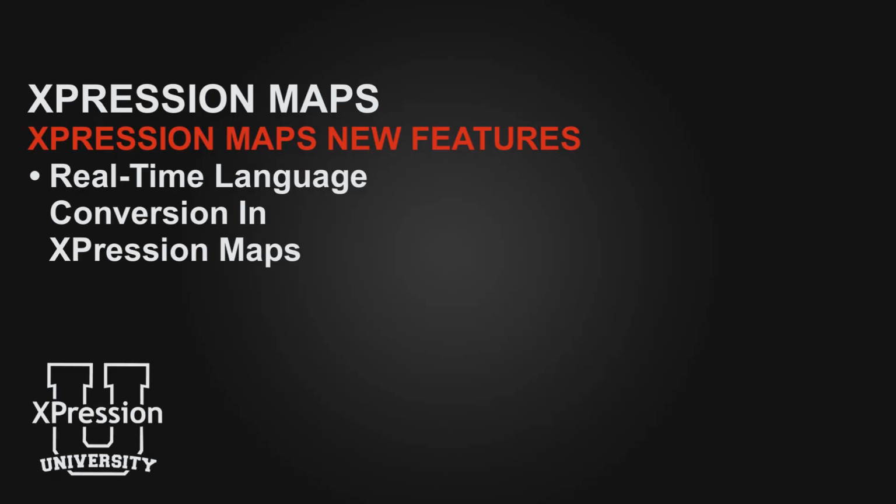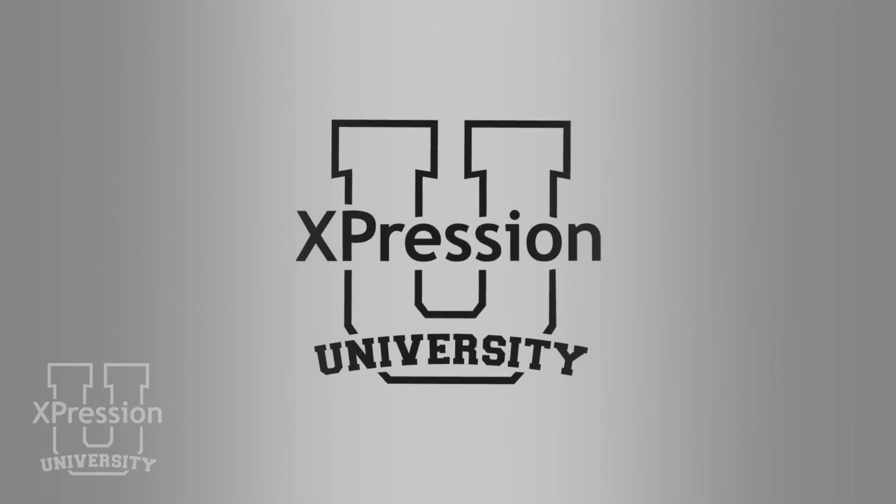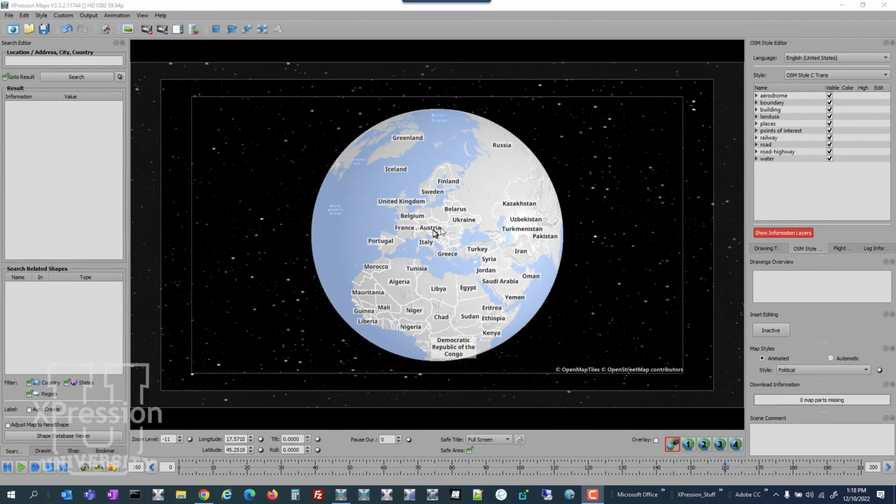I'd like to show you a new feature in XPression Maps 3.3 and higher, the ability to do real-time language translation on your text labels inside of XPression Maps. So here I'm at XPression Maps Designer, and you can see I've got a pretty simple map here.